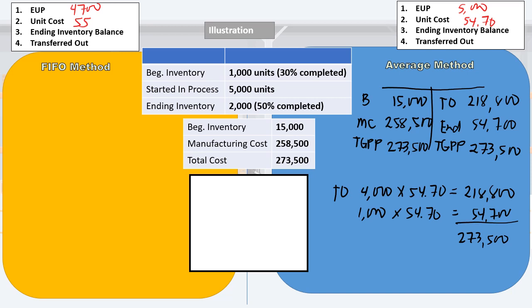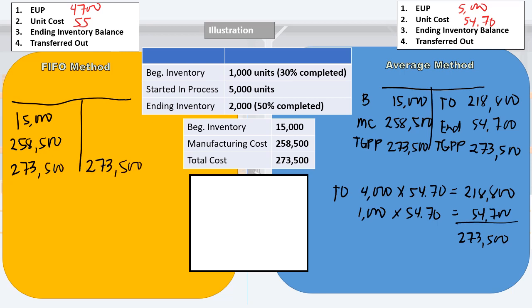Sa FIFO method, dinidisregard natin yung beginning inventory kasi automatic magiging part na yan ng ating transferred out. So, same lang din po yung ating T-account na gagawin. So, meron tayong beginning na 15,000. Then, manufacturing cost, 258,500. Ang total, 273,500. Forward natin sa kabila, 273,500. Then, ang nawawala is yung transferred out tsaka yung ending. So, yung transferred out, tatlo po yung ating magiging basis niyan, di ba? So, yung una po is yung beginning inventory done during the month, which is 700 units yun, di ba? Tapos, yung started and completed, we have 3,000.